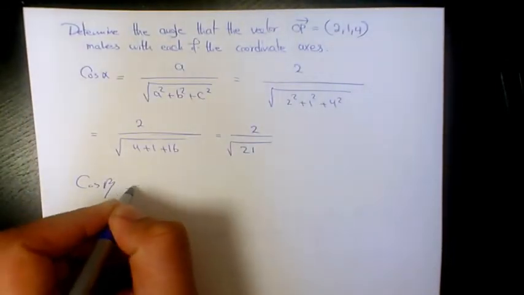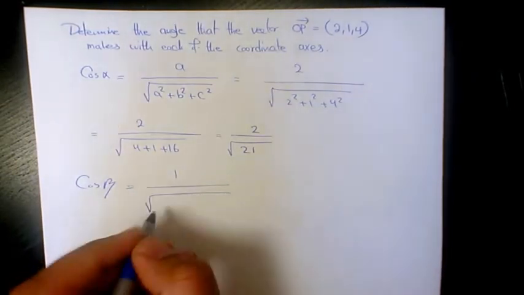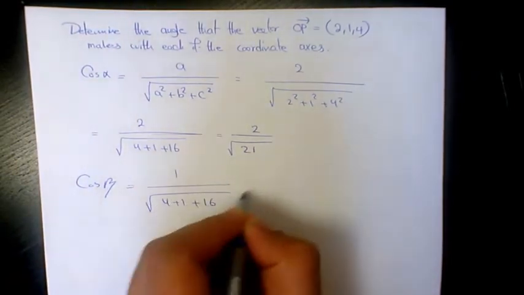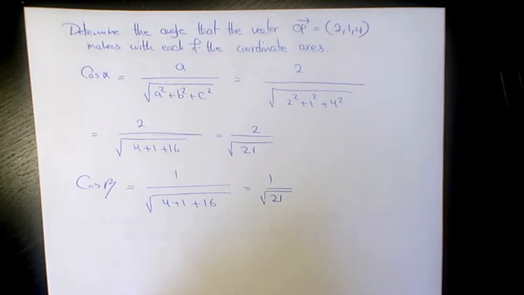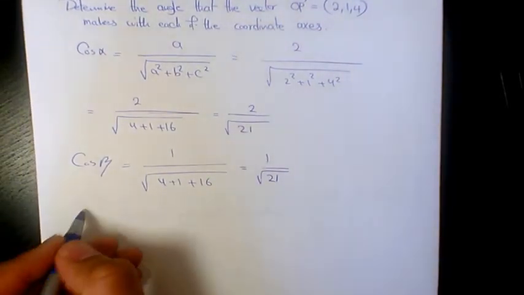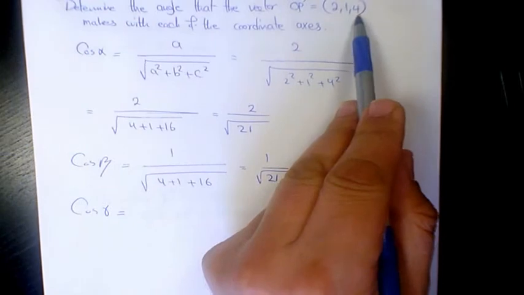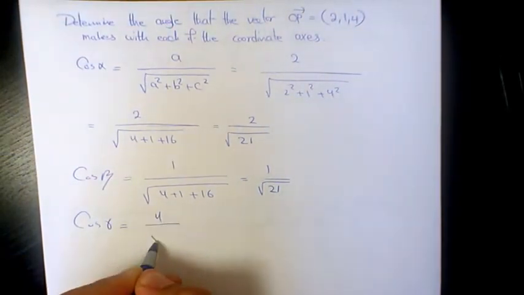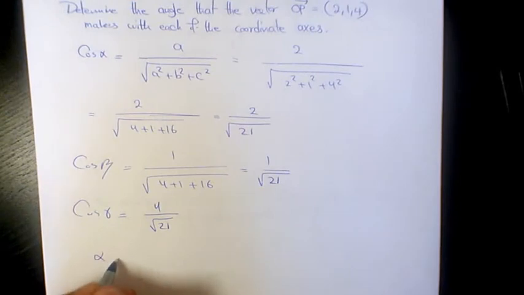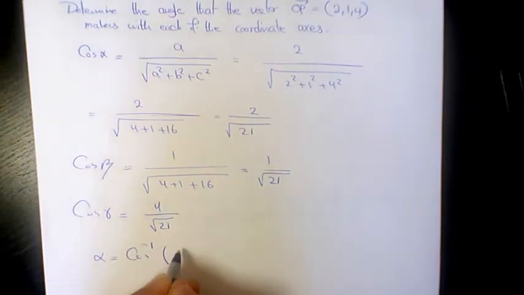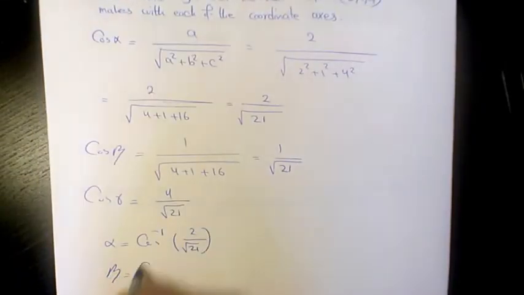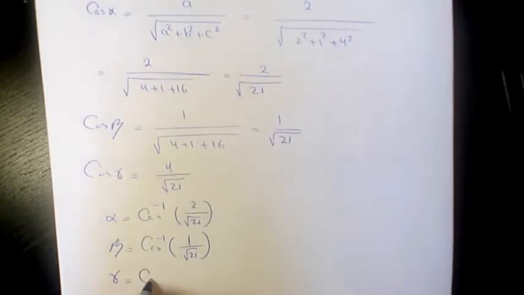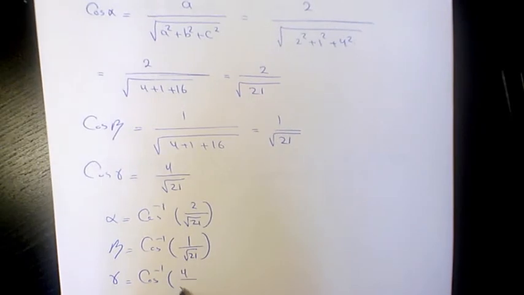Cosine beta is 1 over the square root of 4 plus 1 plus 16, which is going to be 1 over the square root of 21. And finally, cosine gamma is going to be 4 over the square root of 21. So alpha is cosine inverse of 2 over root 21. Beta is cosine inverse of 1 over root 21. And gamma is cosine inverse of 4 over root 21.